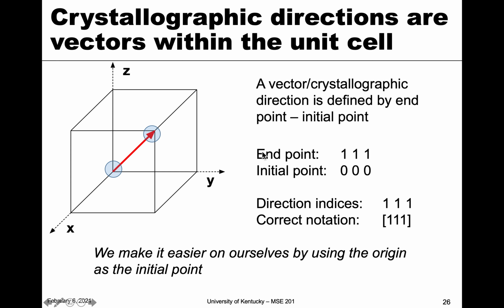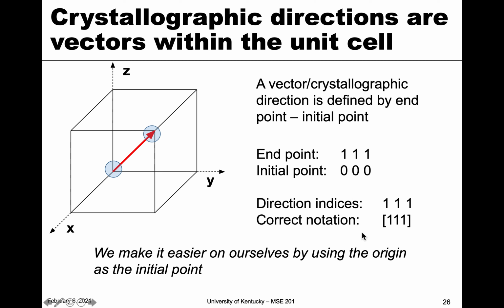So it makes it easy, because if we define a vector or a direction by endpoint minus initial point, and we use the origin, the initial point is always 0, 0, 0. So our endpoint translates to our direction. When we subtract those two, my direction indices are 1, 1, 1. And if you're wondering about the indices part here, indices just refers to the numbers. So 1, 1, and 1 are all the indices that we have. That's just a fancy way of talking about the numbers. And so that's how we define a direction.